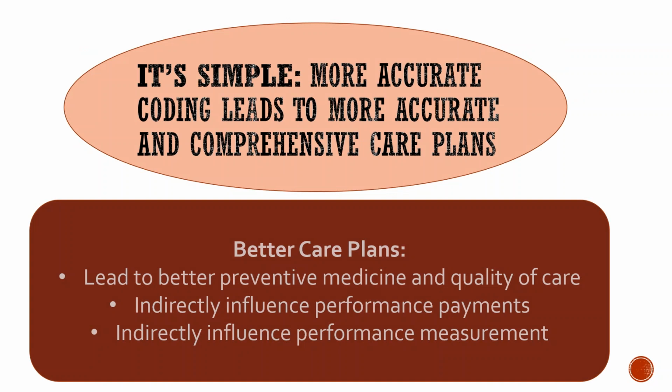It's pretty simple. More accurate coding leads to more accurate and comprehensive care plans. Because we have better care plans, they lead to better preventive medicine and quality of care. They indirectly influence performance payments for you in the ACO, and they indirectly influence performance measurements within the ACO. So there are lots of things that go into appropriate coding that all get rolled in here, not necessarily right at the time of the visit with the patient, but further down the road when we look at our performance payments, ACO payments, and GPRO and performance measures.